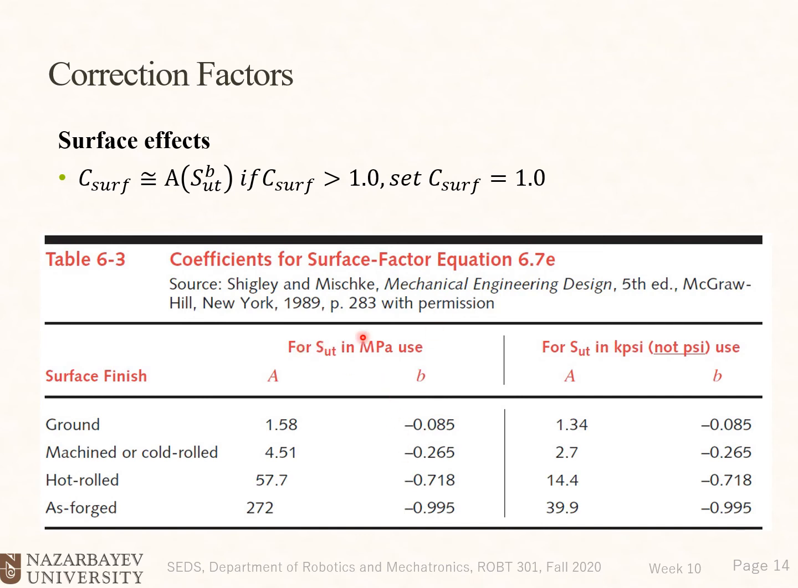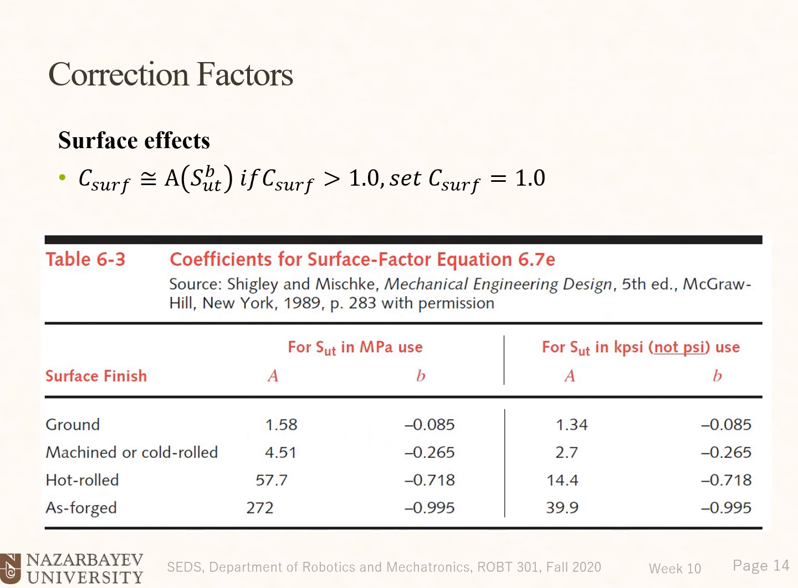Okay, so let's say for metric units, when we have SUT in megapascal, then we have A and B constants in this formula. So when the surface finish is ground, then A is a constant equal to 1.58 and B is equal to minus 0.085. Where are these numbers coming from? From experimental data. Okay, so A and B are constants and you could find them from this table.